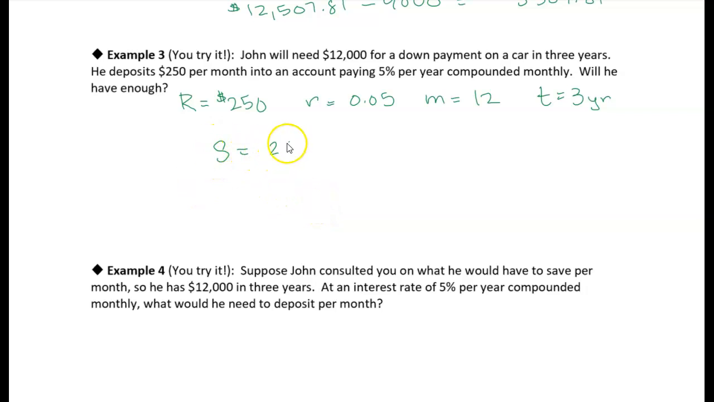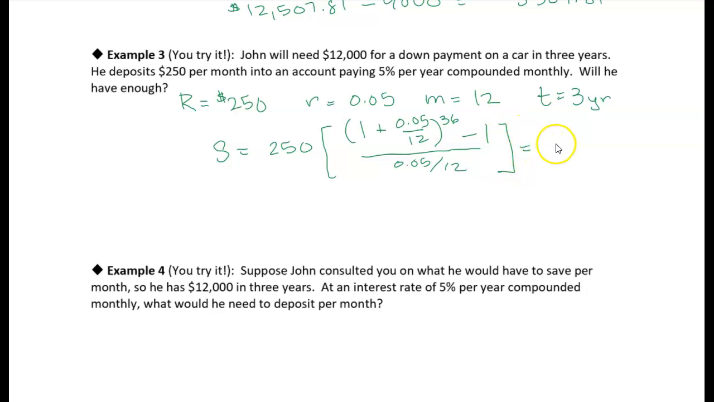So we're going to take the 250 payment and plug the numbers into the formula. So 1 plus i, which is r over m, so 0.05 over 12, to the number of periods. Now we have 12 monthly payments over 3 years, so that's 36. So I'm just going to go ahead and multiply those. So minus 1, all over the interest rate per conversion period, which is 0.05 over 12. Okay, and then put it into your calculator.